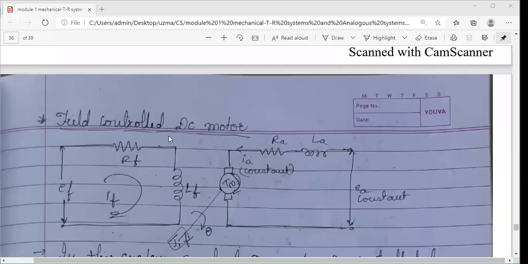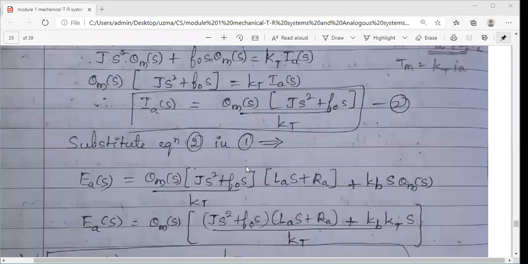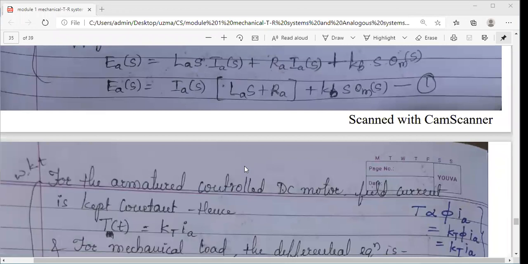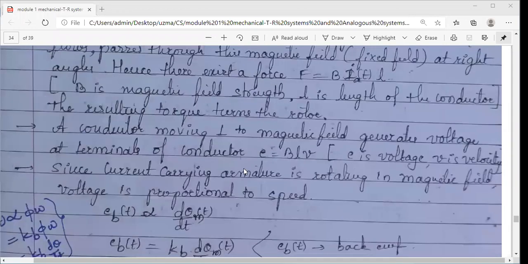In today's session, we are going to look at how to find the transfer function of one more electromechanical system, that is the same DC motor itself. But this time we are taking the field controlled DC motor. In the previous session, we have seen the armature controlled DC motor. No need to again recall.